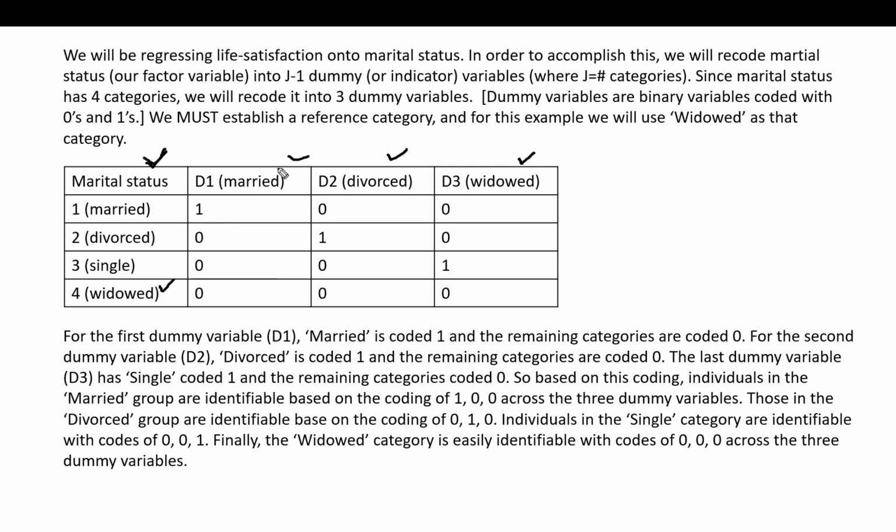So right here you'll see that with dummy variable 1, what I've done is I've set up the codes of 1, 0, 0, and 0.